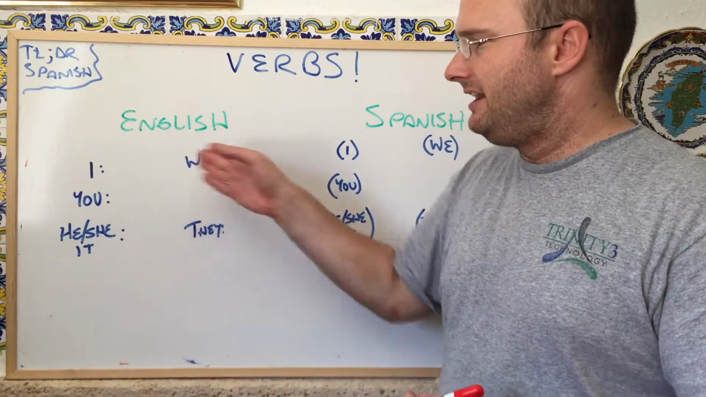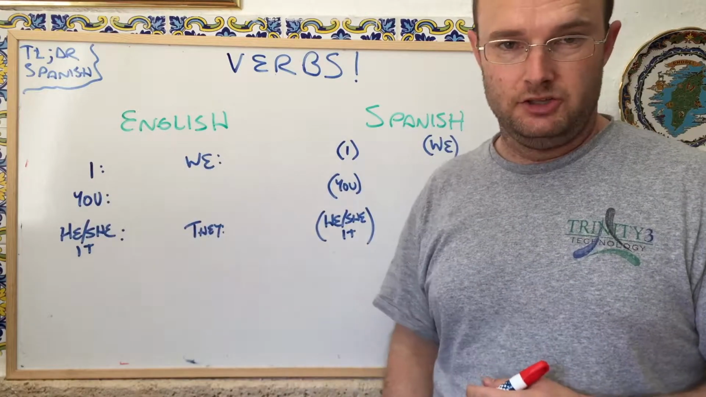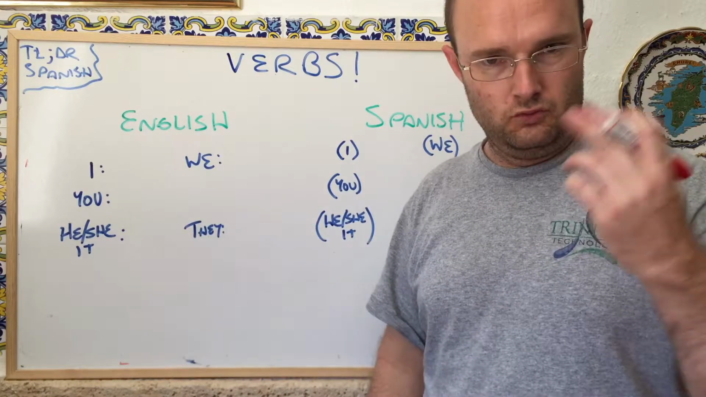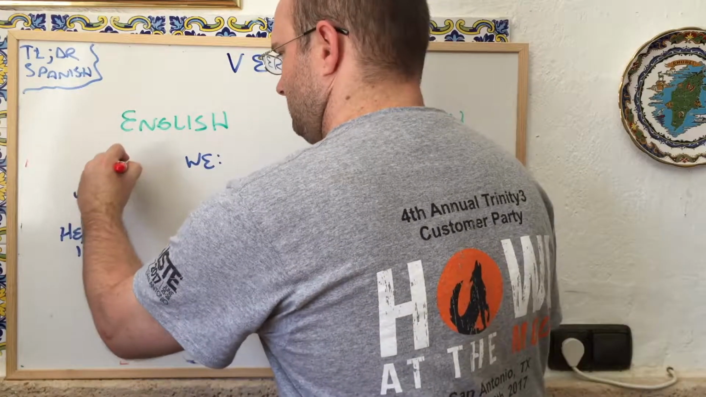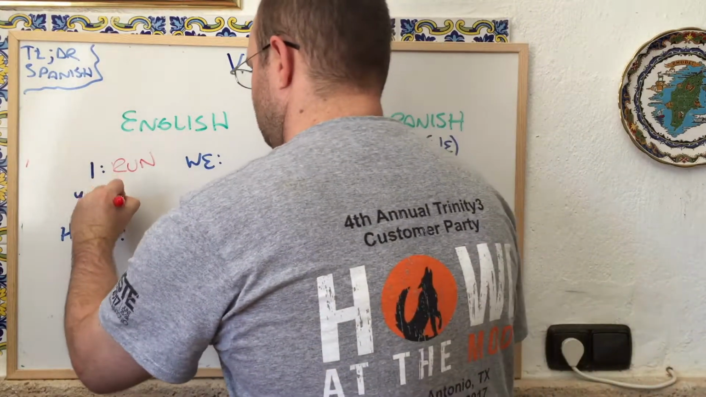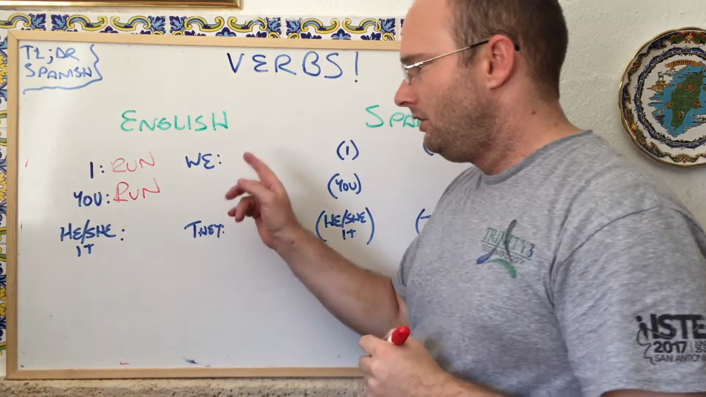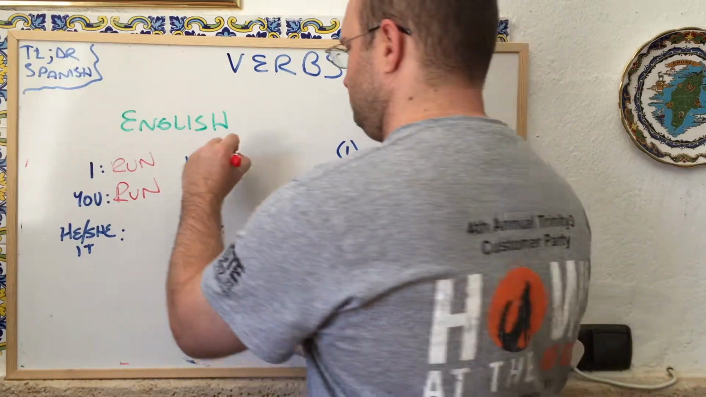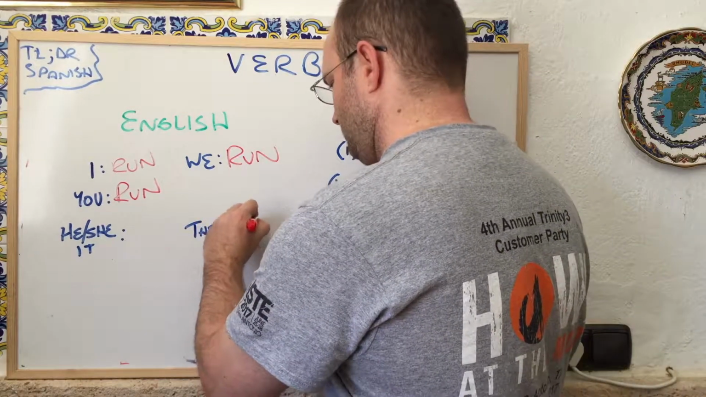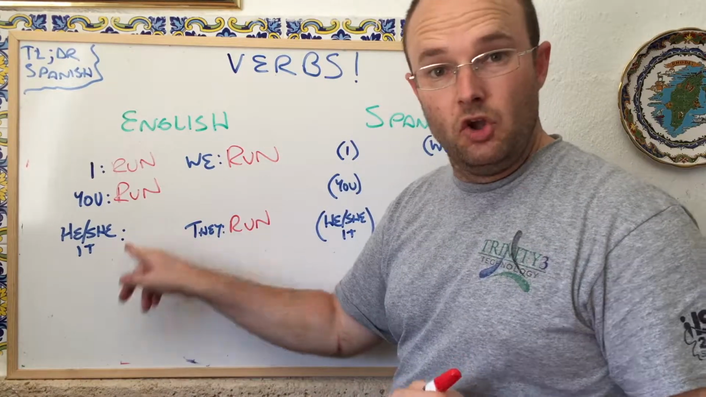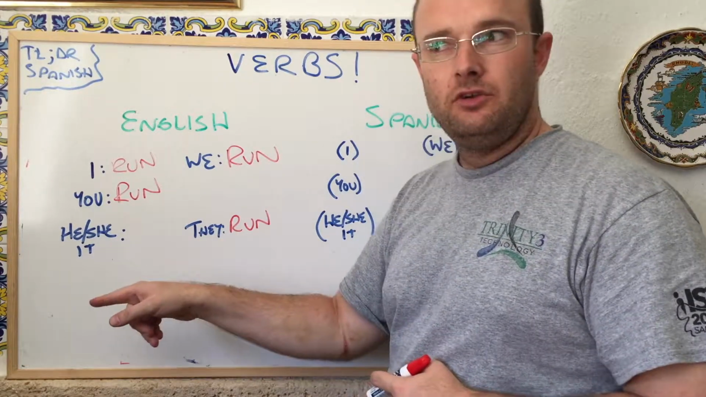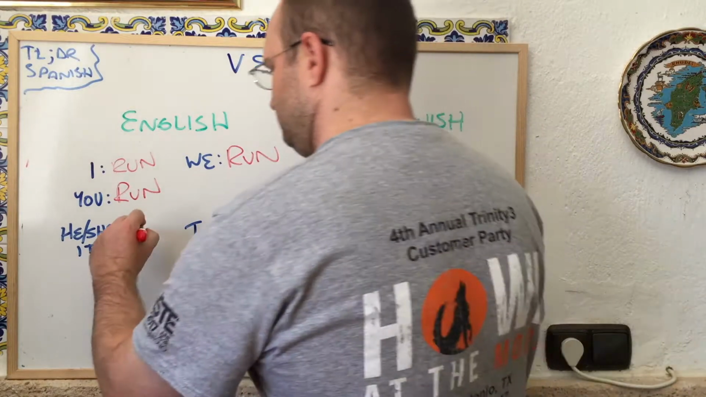So how would you write the shortest sentence you could with just a subject and the verb? I run. You run. We run. They run. And he, she, it run. Ooh. He, she, it doesn't run. He runs.